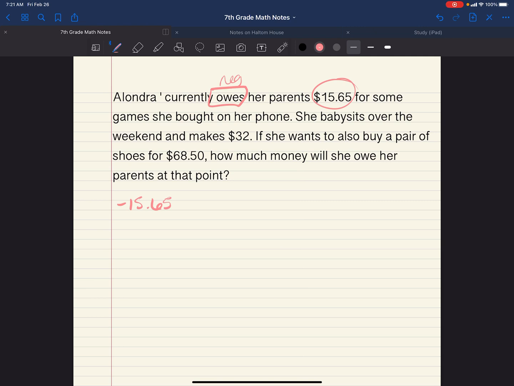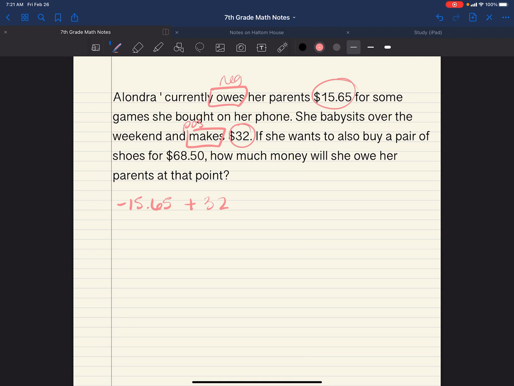Then she babysits over the weekend and she makes $32. Well, we know when you make money, you're getting money. That's always positive. I make $32. If she wants to also buy a pair of shoes for $68.50, how much money will she owe her parents at that point?